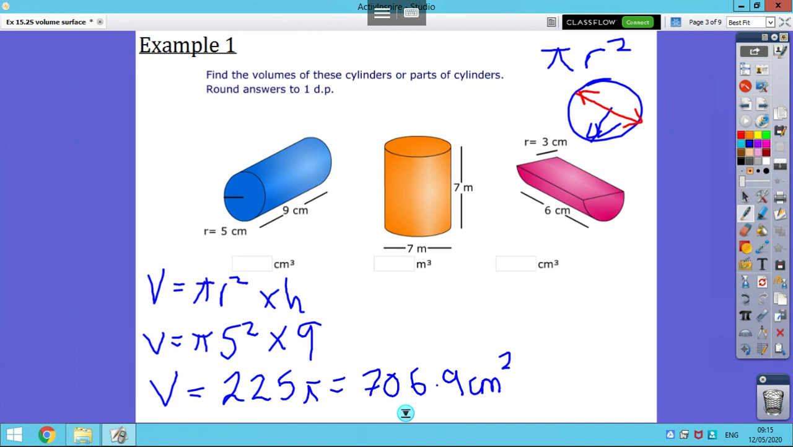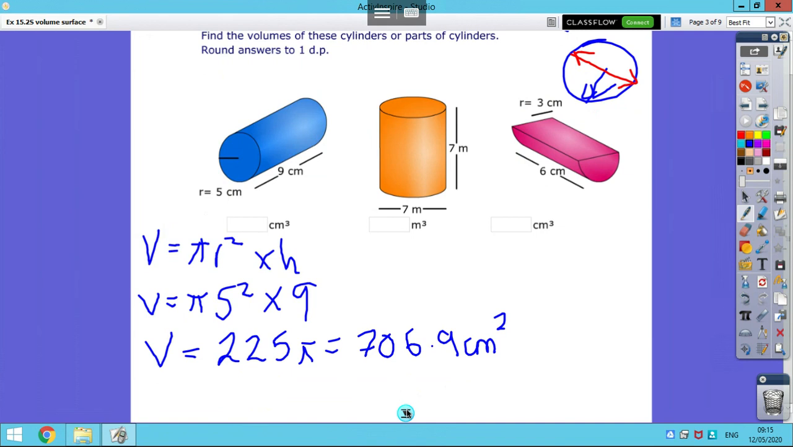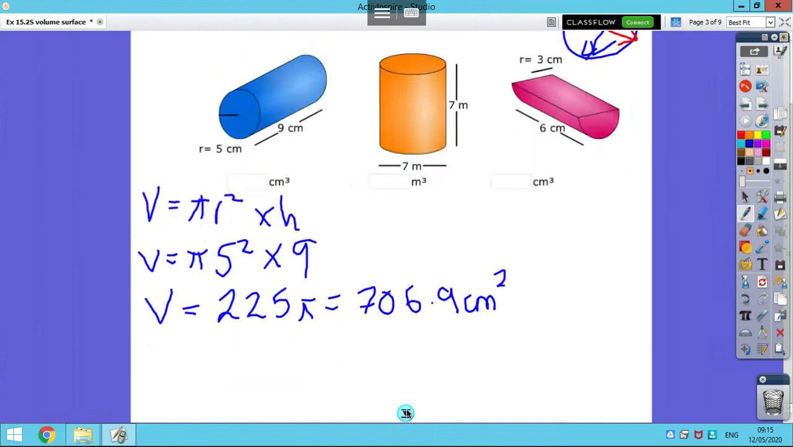I'm going to scroll down and do things. So the next one that we're given is in metres, so we know our answer is going to be in metres squared, and we can see that actually we're given the diameter here instead. So the diameter here is 7 metres, so what does that make the radius? Well, the radius has to be 3.5 metres, yeah? So that's what we're going to use instead.